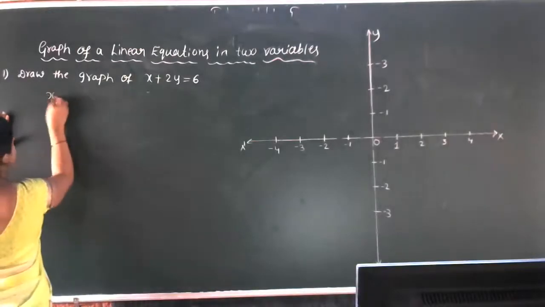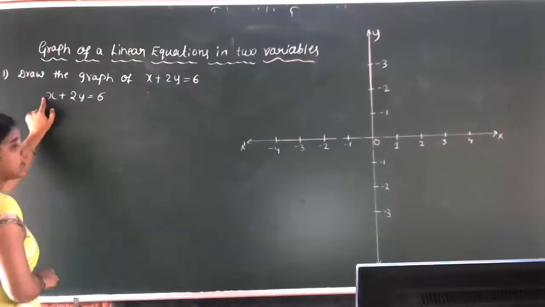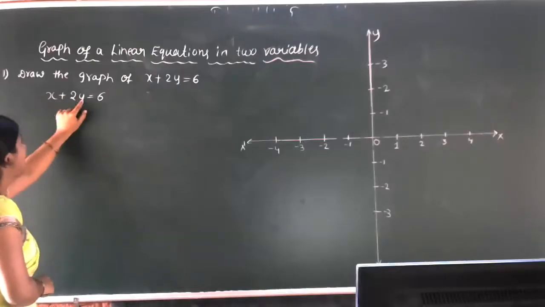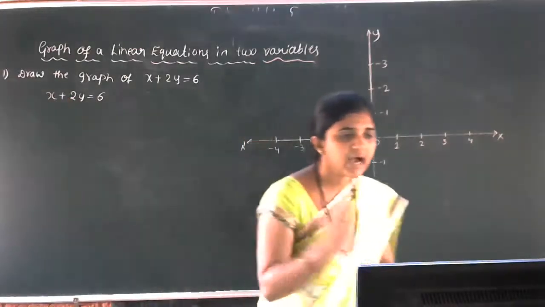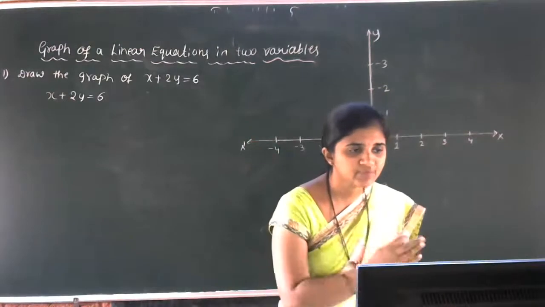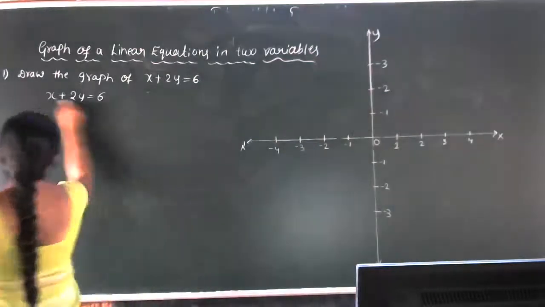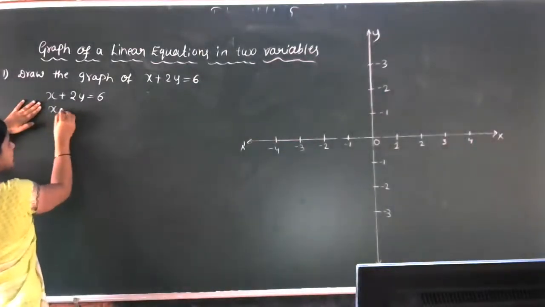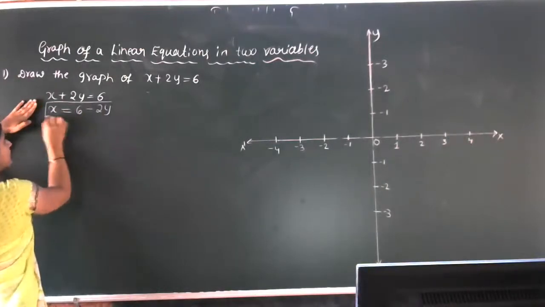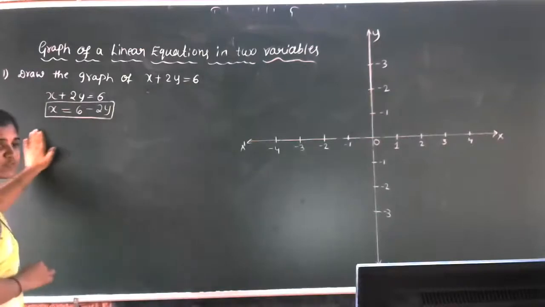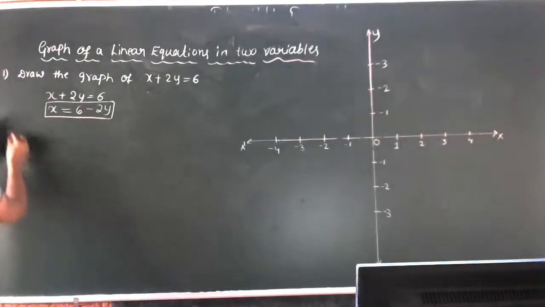So the equation is x plus 2y equals 6. See now, the x coefficient is 1 and the y coefficient is 2. According to you, which form is comfortable, x form or y form? The x form is comfortable because the x coefficient is 1. Now let us convert this equation into the x form: x is equal to 6 minus 2y. Now we have to find the solutions.